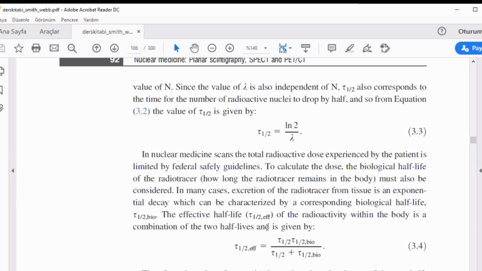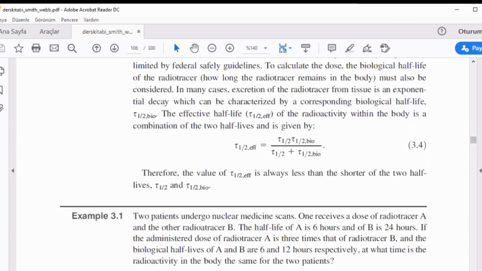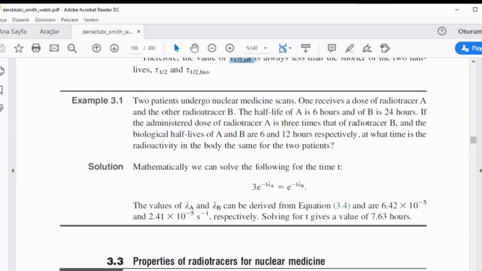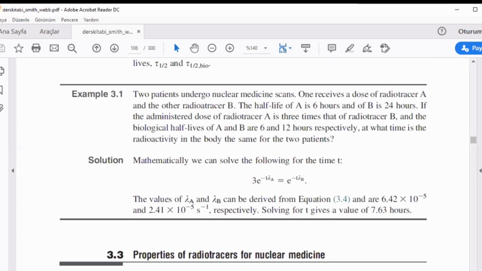And effective half-life is defined as the interaction between biological half-life and physical or material half-life. So that's a general conclusion: effective half-life is less than the shorter of the two half-lives, the material half-life and the biological half-life. So there's an example and solution. This is left as an exercise.